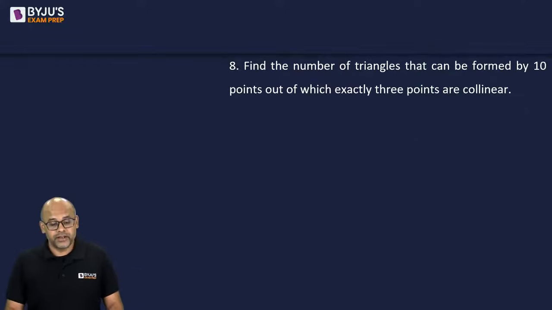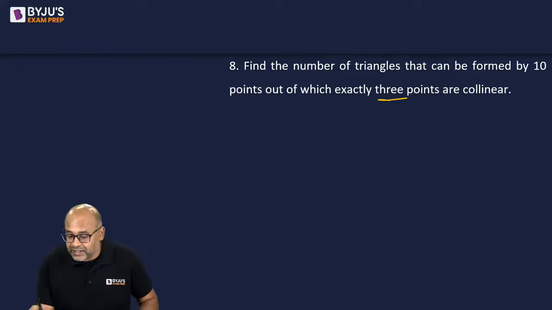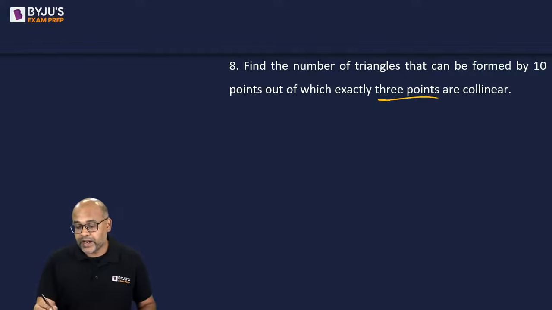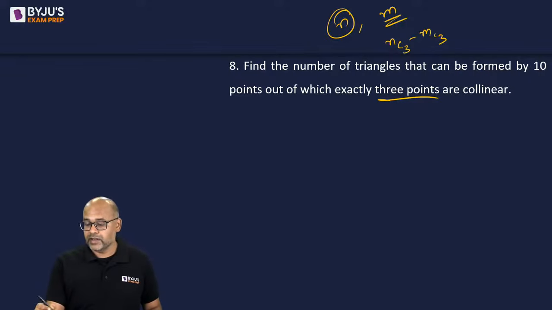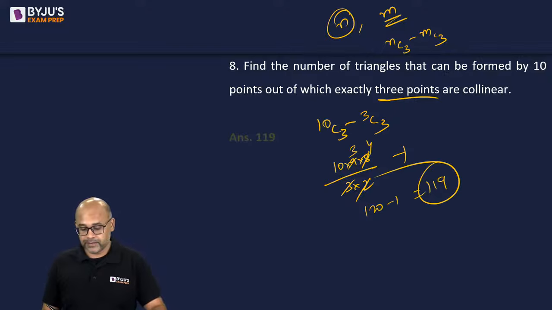Last question for the day. Find the number of triangles that can be formed by 10 points, out of which exactly 3 points are collinear. Direct application, we already know the answer to this. If there are n points, out of which m are collinear, the answer is nc3 minus mc3. So 10c3 minus 3c3. So 10c3 is 10 into 9 into 8 by 3 into 2 minus 1. 2 goes 4 times, 3 goes 3 times, 120 minus 1, which is 119.